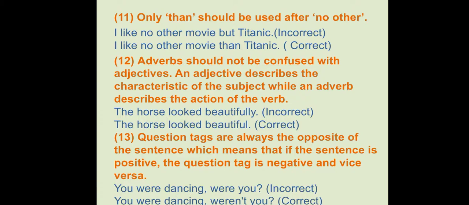Even while using question tags, they are always the opposite of the sentence, which means that if the sentence is positive, the question tag is negative, and vice versa. We know it very well and we have learned this rule. So the example is here: you were dancing, were you? Which is incorrect. You were dancing, weren't you? Which is correct.